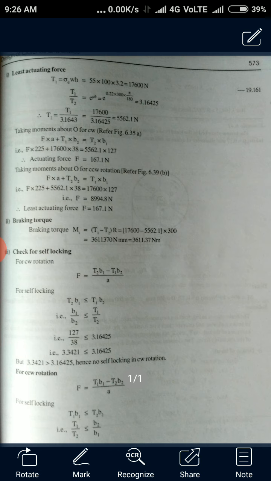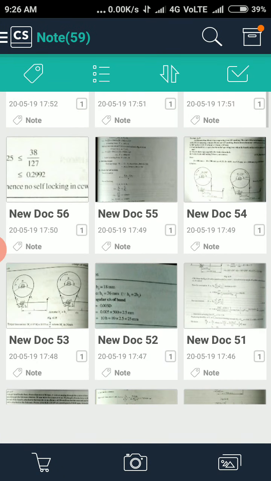Then, first case, consider the clockwise direction. As I told, to calculate the braking force, T1 and T2 should be known, and we have to take the bending moment about O to calculate the braking force. Before that, we should know which are making clockwise moment and which are making anti-clockwise moment. So now just look again at the figure.